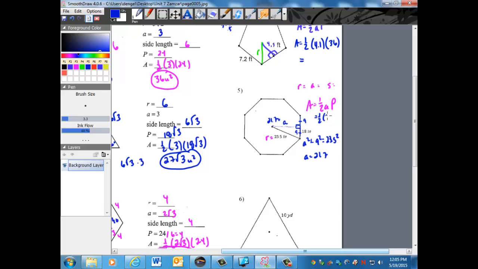So 1/2 times 21.7. And then our perimeter, we have 18 times 8. So our perimeter is going to be 144. So if we take all of that and multiply it out, our area should be 1,562.4. And we'll call that inches squared.